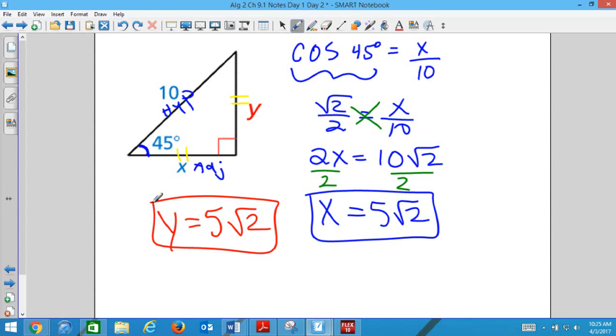Some help? So you got one half equals y over 12. And then you're going to cross multiply. 2 times y equals 1 times 12, so 2 times y equals 12. Use that diagonal across. So it should say 2y equals 12.